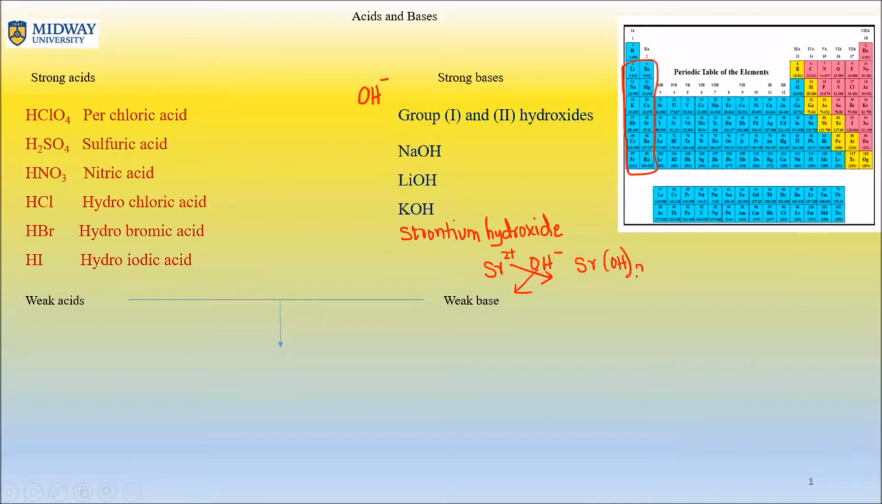So you do not have to memorize which ones are strong bases. All you have to remember is group 1 and 2 hydroxides. I have purposefully left out hydrogen because hydrogen would lead to water, which is a weak acid and a weak base. We'll get to that in just a minute. Anything with the metal sodium, lithium, potassium, strontium, or barium hydroxide, all of these are strong bases.